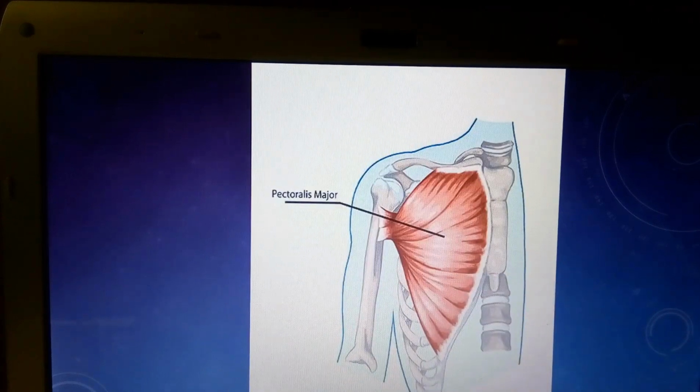Now the important contents of this pectoral region are the muscles. Here we have 4 important muscles: pectoralis major, pectoralis minor, subclavius, and serratus anterior.